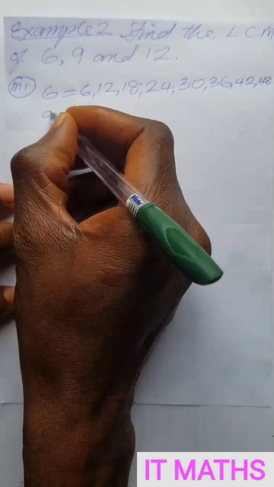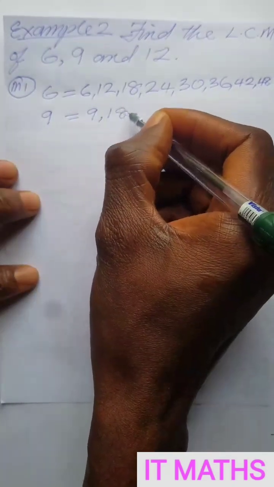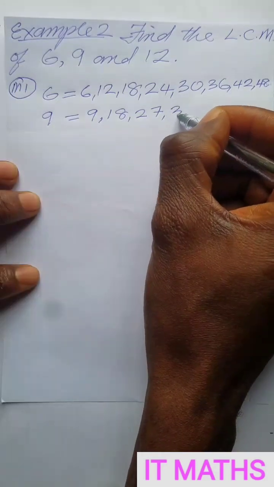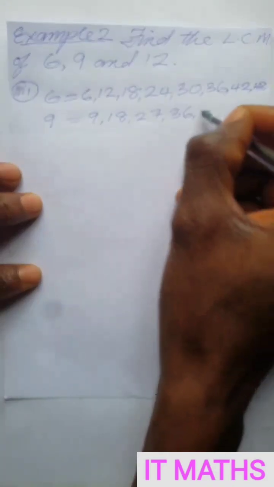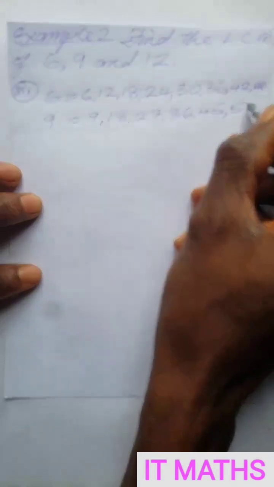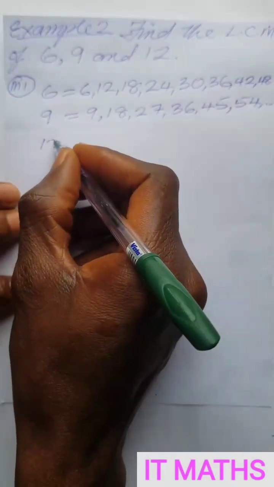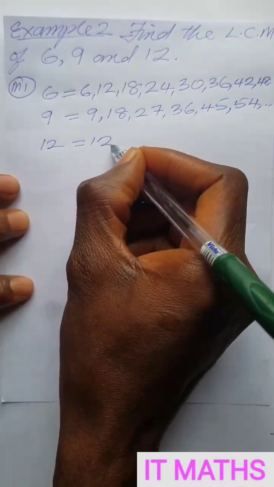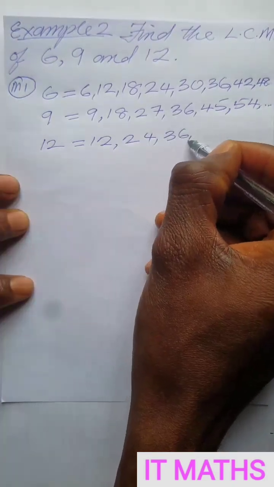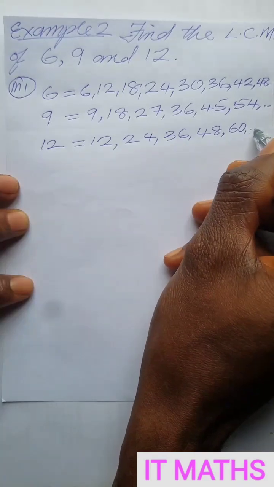Let's list those of 9. 9 times 1 is 9. 9 times 2 is 18. 9 times 3 is 27. 9 times 4 is 36. 9 times 5 is 45. 9 times 6 is 54. Let's stop there. Those of 12 are, we have your 12 times table, 24, 36, 48, 60, and so on.